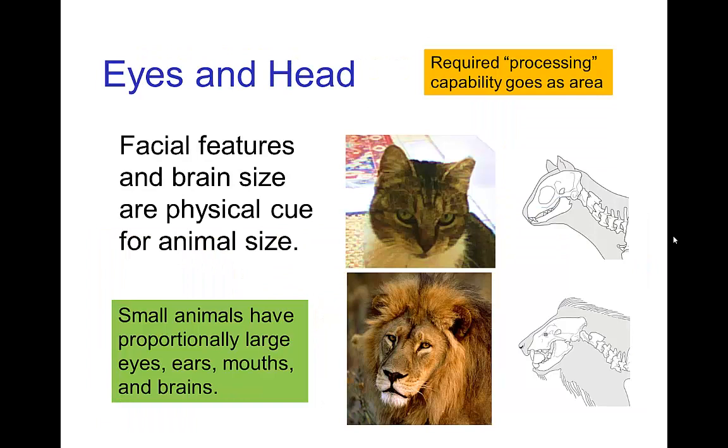And then the characteristics of the face, such as the size of the eyes, the ears, the mouth, and also the size of the brain relative to the size of the rest of the head, these tend to be larger, relatively speaking, for small animals. So small animals have proportionally large eyes, ears, mouths, brains, and so forth. And part of this is the required processing capability goes as the area. So basically, a lion doesn't need eyes that much bigger than an ordinary cat.